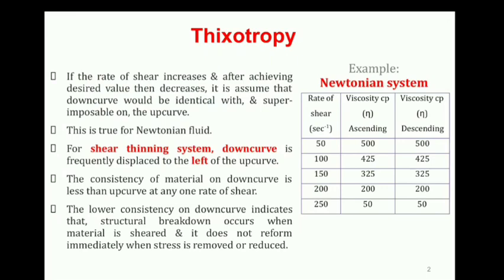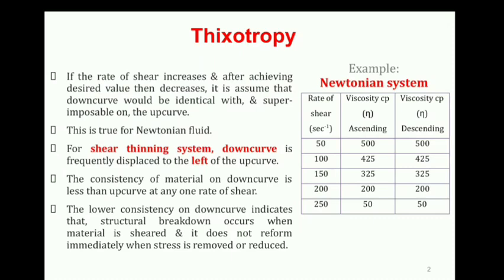Suppose at 250 the viscosity is 50 centipoise, and after achieving this particular rate of shear, suppose you decrease the rate of shear in the same order. Then you can see the viscosity again changes in descending order: 50, 200, 325, 425 and 500. Now compare the viscosity between ascending order and descending order. You can see the viscosity remains the same. So your up curve, in ascending order, and your down curve, in descending order, have the same viscosity. That's why they will superimpose over each other and they are identical. This situation is only valid for the Newtonian system.